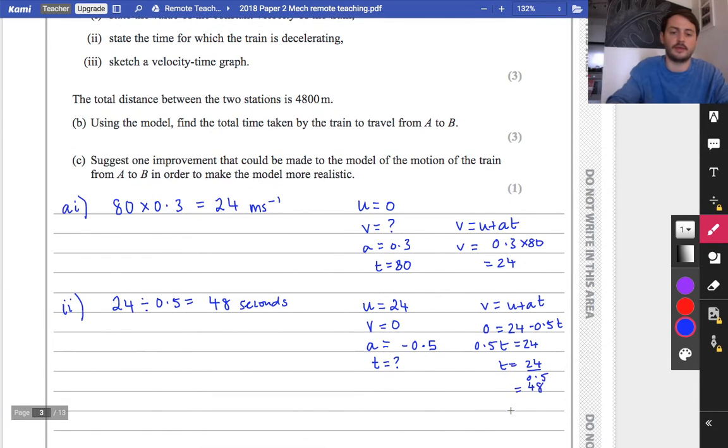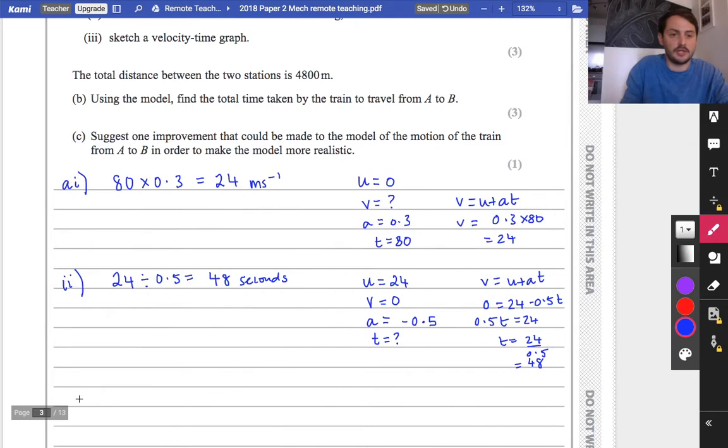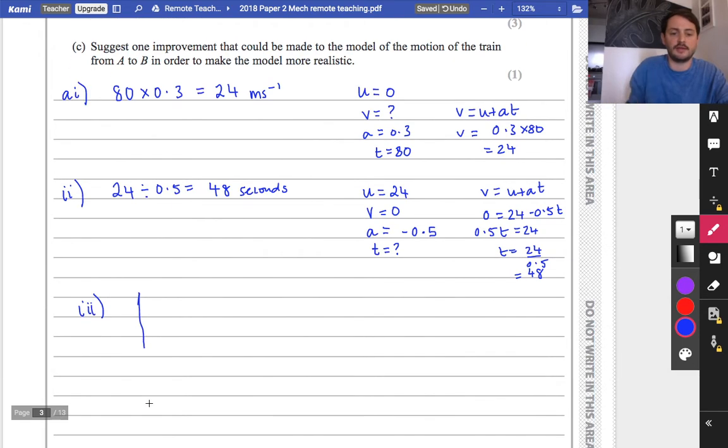Now for part 3 of this question, it wants you to sketch a velocity time graph. I always think about sketching this first because it makes a bit more sense to me to visualize what's actually happening here. So we know for this velocity time graph that it is going to be accelerating up to 24 meters per second, and it does that for 80 seconds. It then has a constant velocity, but it doesn't tell us how long it has a constant velocity for.